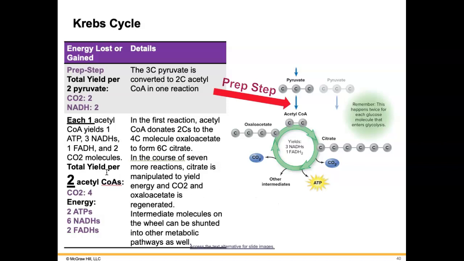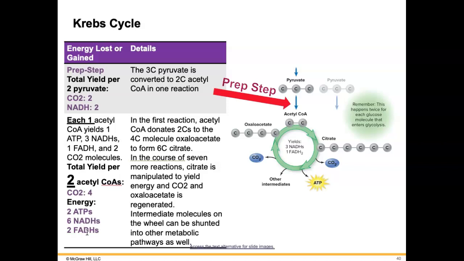So what you end up with through the Krebs cycle is what's listed here. Per 2 acetyl-CoAs, because we started with a single molecule of glucose, and it was broken down into 2 pyruvate. Those 2 pyruvate were broken down into 2 acetyl-CoA, and then each acetyl-CoA goes into the Krebs cycle. And at the end, when we started with a single glucose, we end up with, out of the Krebs cycle, 4 CO2s, 2 ATPs, 6 NADHs, and 2 FADHs.